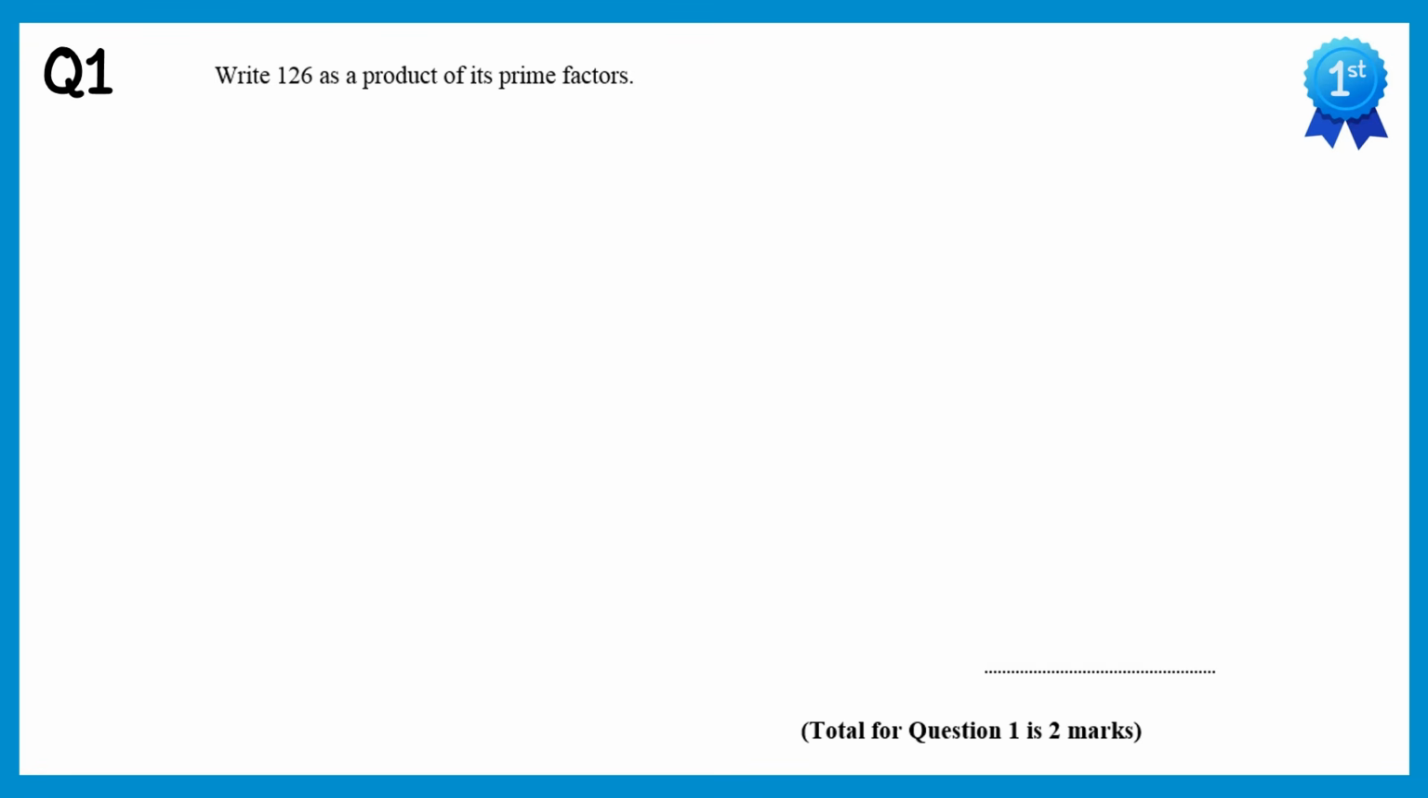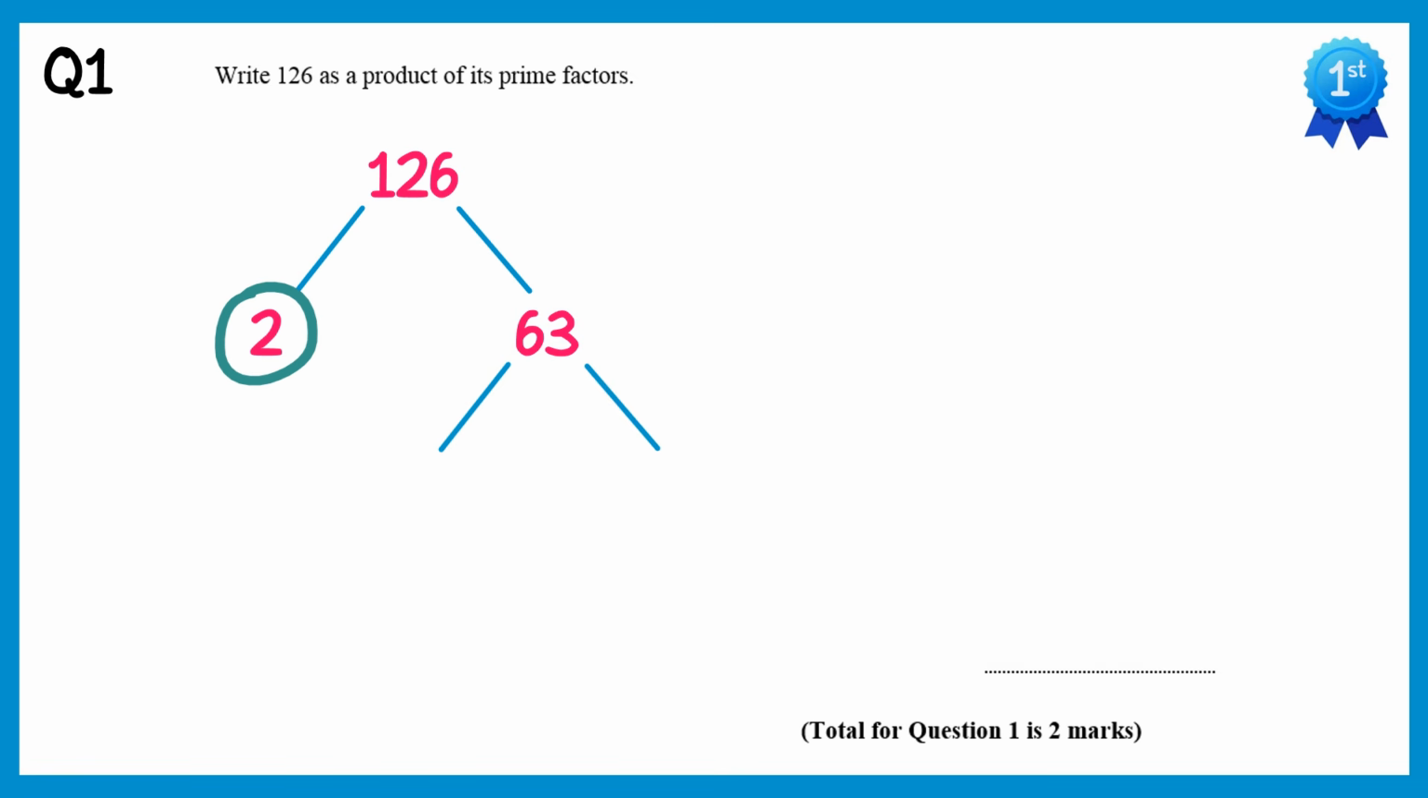For this question, we're going to draw a prime factor tree. So start with 126, and then think of two numbers that multiply to make this. I've gone for 2 times 63. 2 is a prime number, so we put it in a circle, and then we carry on with 63. What two numbers multiply to make this? I've gone for 9 times 7.